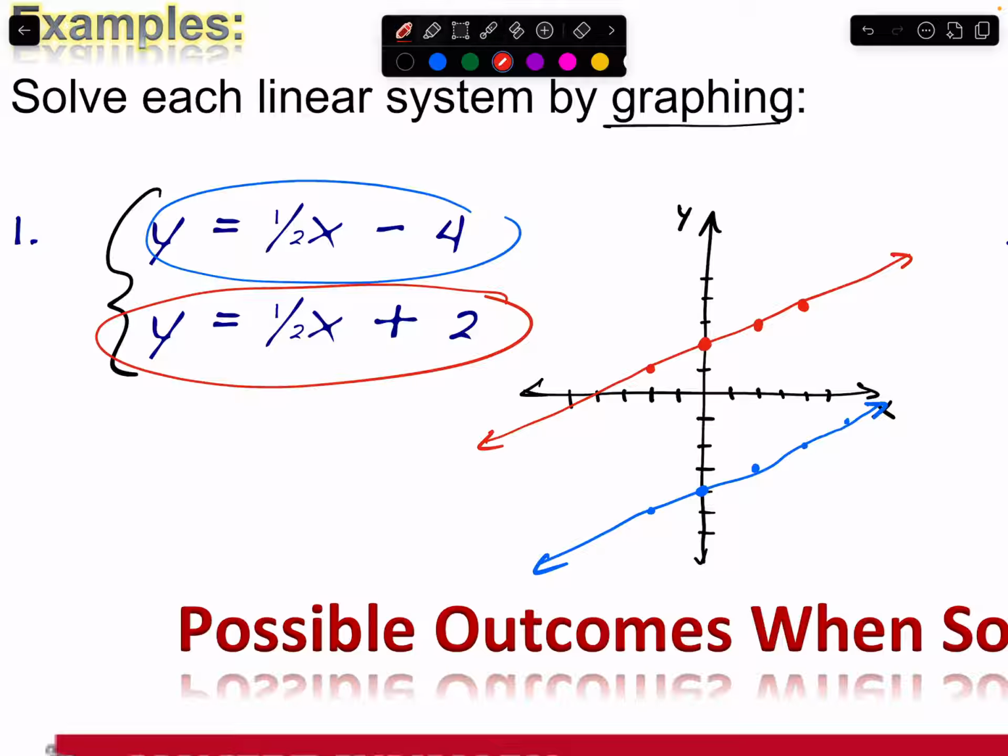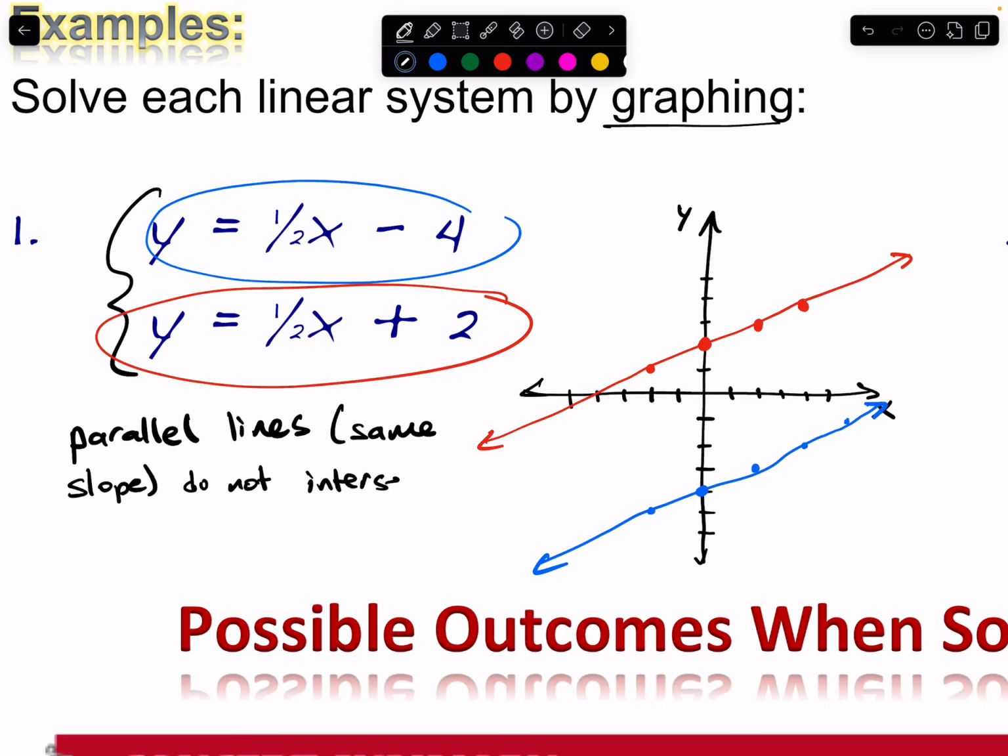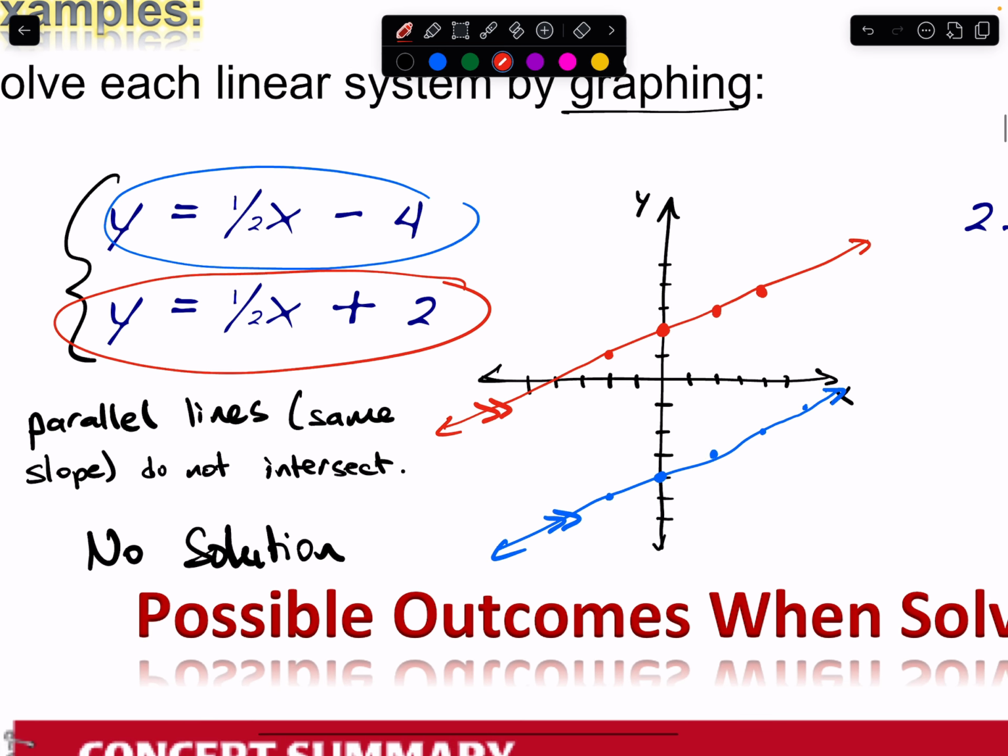And this is a really important vocabulary word. You should write this down. Parallel lines, they have the same slope. They do not intersect. And if you remember from 3.1, our solution was that point where the lines crossed. These lines aren't going to cross, so there's no solution. You don't have to know this, but sometimes they put this symbol on the lines to show that they're parallel. But yeah, these lines are parallel.